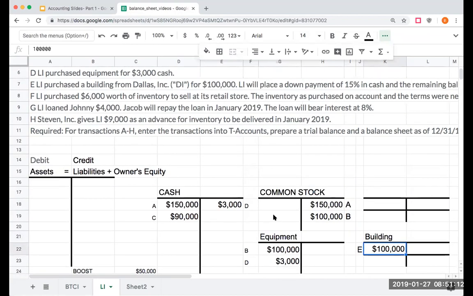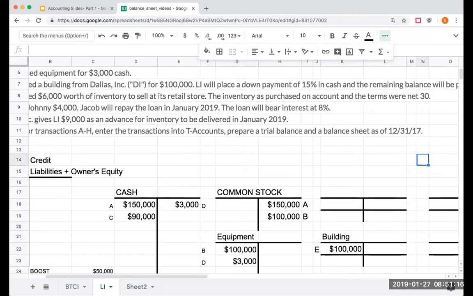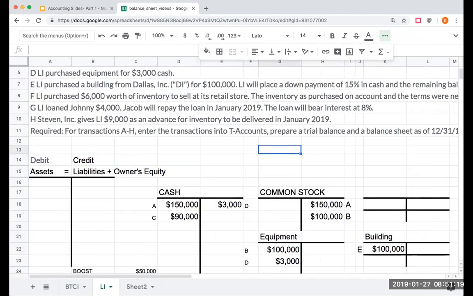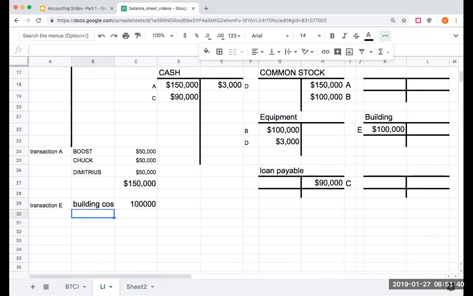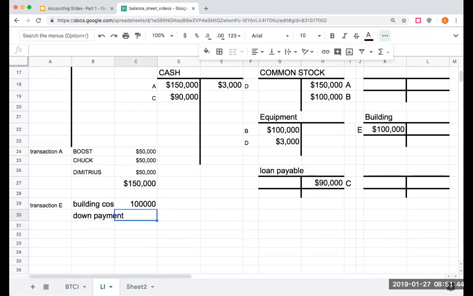How am I paying for this building? Well, I need to make a down payment of 15%. So let's see how this works. For the building, let's go down here to transaction E. So here for transaction E, my building cost was $100,000. My down payment was 15%. So total cash down is going to be 100,000 times that 15%, or $15,000. Okay. So that's my total cash down.